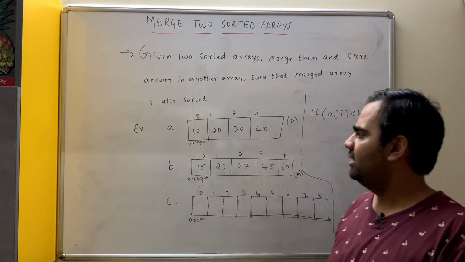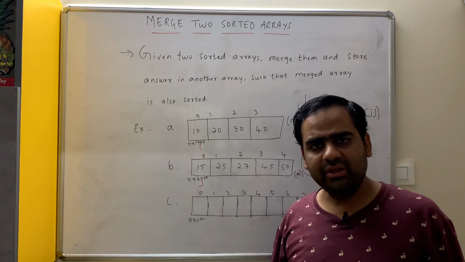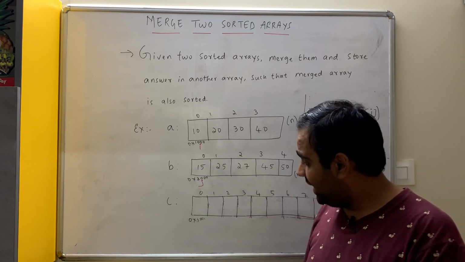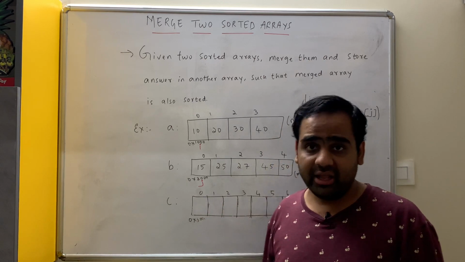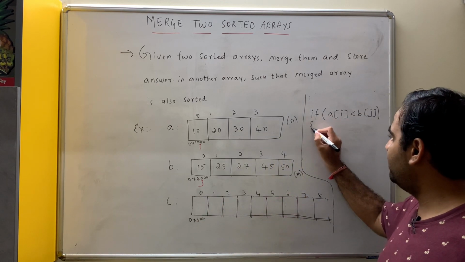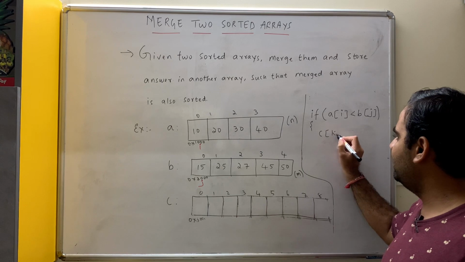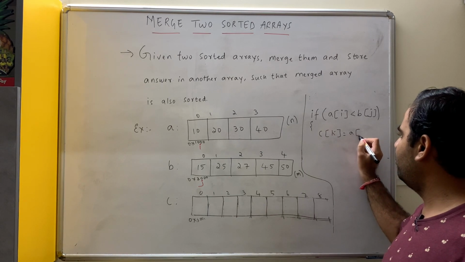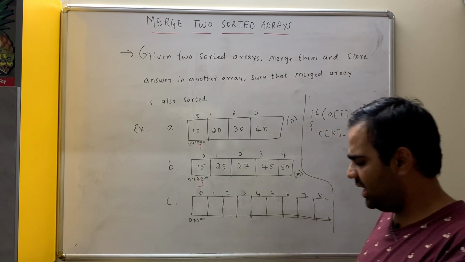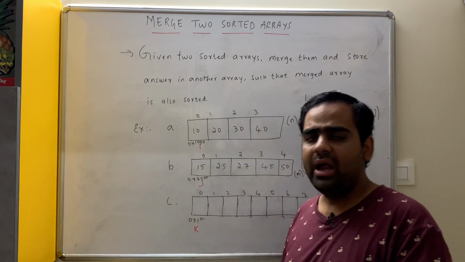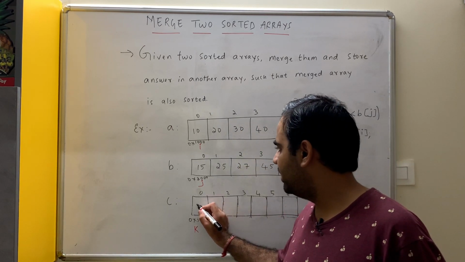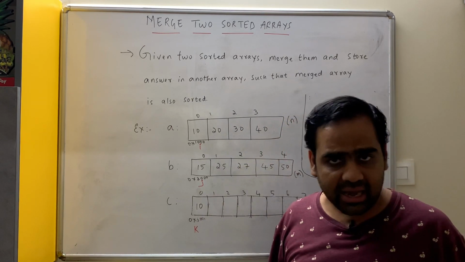Now you compare 10 and 15. Is 10 less than 15? Yes. It means 10 should be stored in this array. And how do I write it? I say C of K is equal to A of I. Now you might ask, sir, what is K? K is also pointing to 0, and you say C of 0 is equal to A of 0. In this case, A of I is 10.